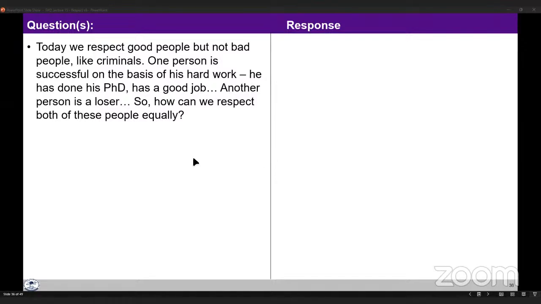So this question is there. Today we respect good people, but not bad people like criminals. One person is successful on the basis of his hard work. He has done his PhD, has a good job. Another person is a loser. So how can we respect both of these people equally? When this content is shared, respect is that the other person is just like me. There's no difference. The difference is at the level of competence only.